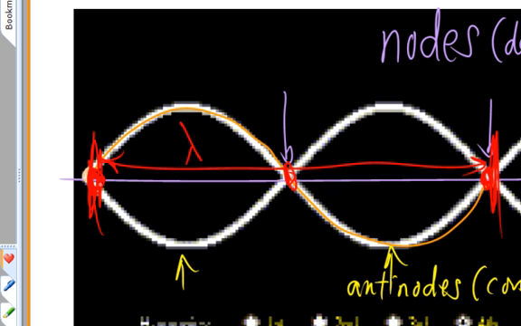We can talk about standing waves on strings, standing waves in pipes, and musical instruments are built in such a way to take advantage of how the frequency or pitch that we hear is related to the length of the string, in the case of a violin or a guitar, or the length of a pipe, maybe in a flute or a trumpet.